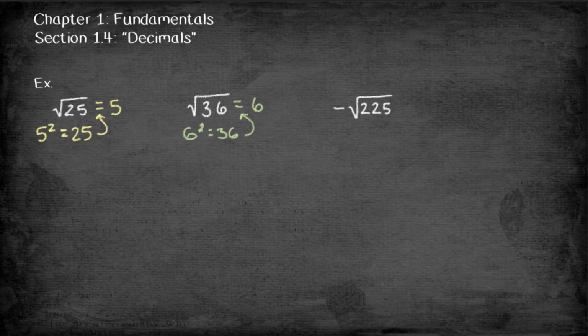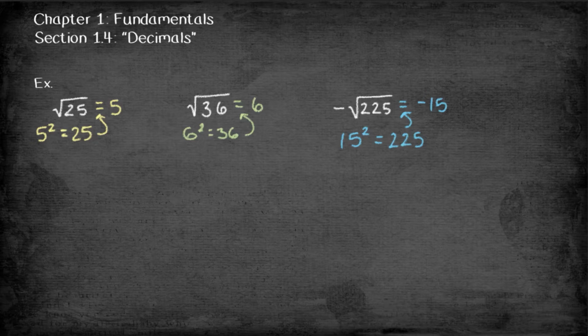And lastly, we have a negative square root of 225. So I want my answer to be the negative square root of 225. And after maybe a little bit of reflection, you'll find that 15 squared is equal to 225. So this implies the negative square root of 225 is negative 15. And that's pretty much it on square roots.